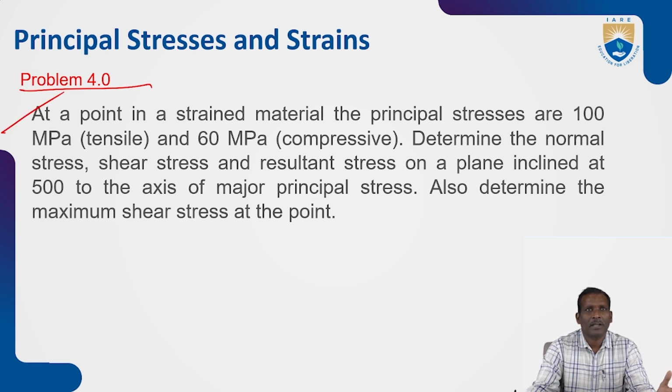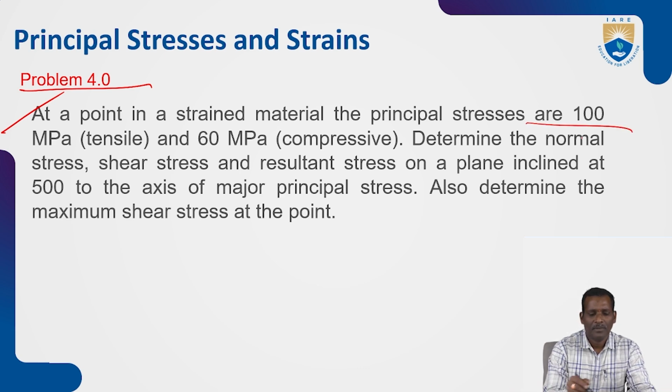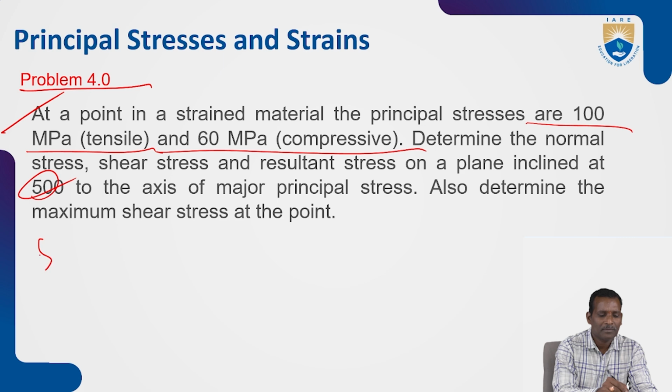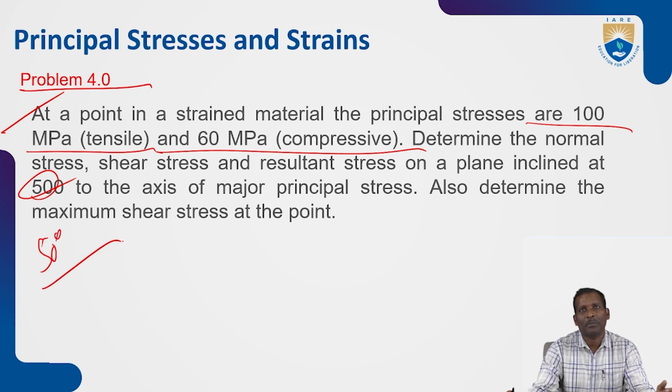So next problem, problem number 4. At a point in a strained material, the principal stresses are 100 megapascal, that is tensile, and 60 megapascal, that is compressive. Determine the normal stress, shear stress, and resultant stress on a plane inclined at 50 degrees to the axis of the major principal stress, and also determine the maximum shear stress at the point.